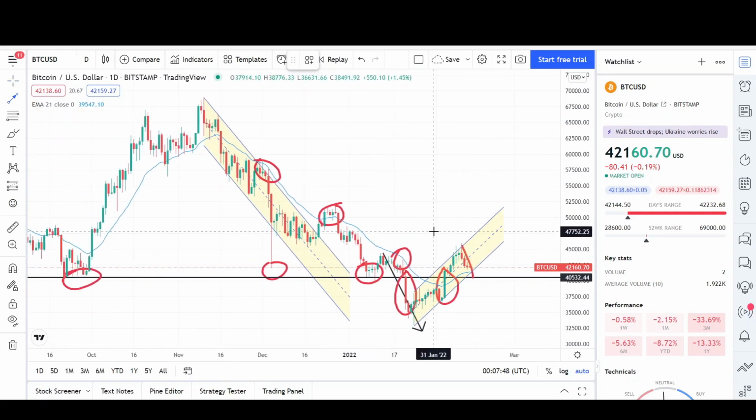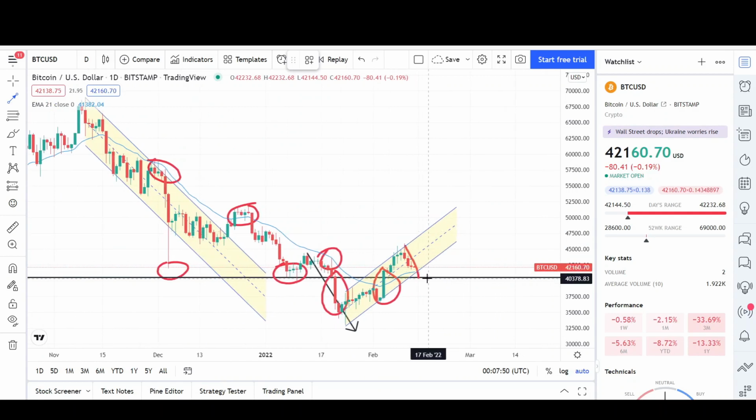We'll have to wait and see, but it's just like I said before, it just depends on what Bitcoin wants to do right around this $40,000 level. If we stay above it and find support, we're probably going to continue to trend higher.